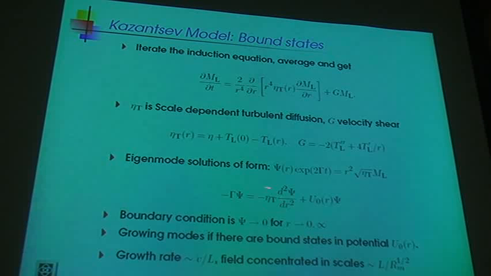The turbulent diffusion inverse of that acts like a mass. And there's a potential which I have not written down, which is a bit complicated. So it's like a bound state problem, because if I want gamma to be positive, I want the energy to be negative. So you look for bound states basically in this potential. And the growing modes of the dynamo correspond to bound states in this potential. Well, there was a spatially dependent mass term, of course.